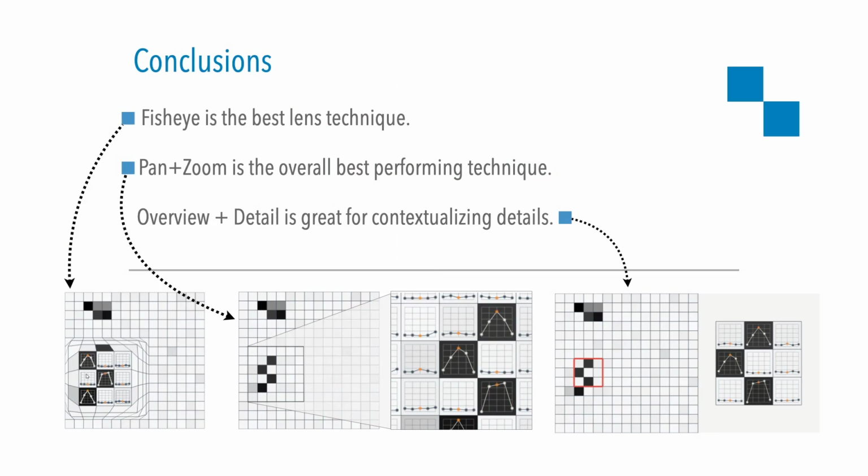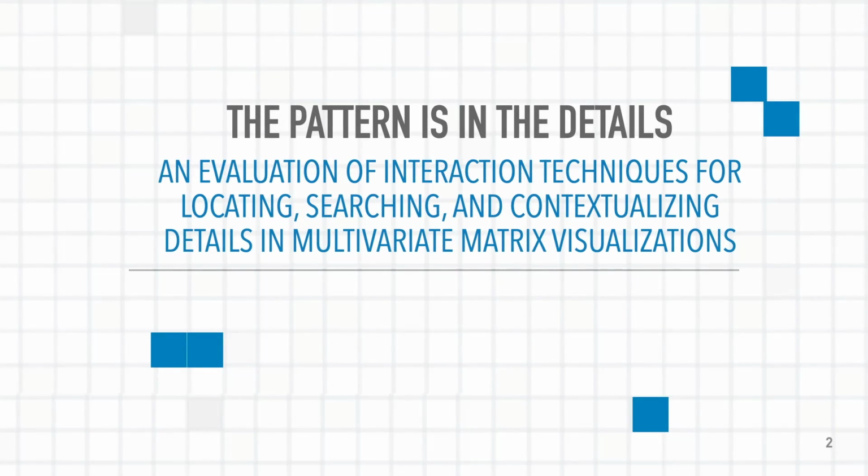Our results suggest that fisheye is the best lens technique, while pan and zoom was the overall best performing technique. For contextualizing details, overview and detail can also be a good choice. Our work includes suggestions for both improving existing techniques and generating novel techniques in the future.